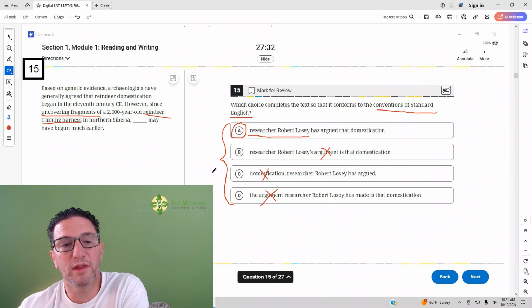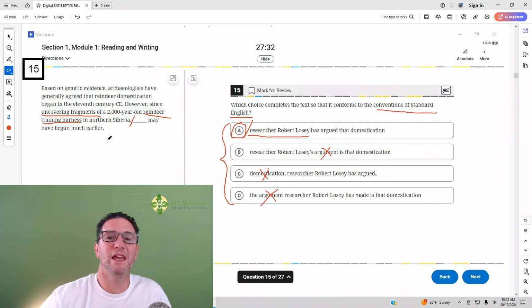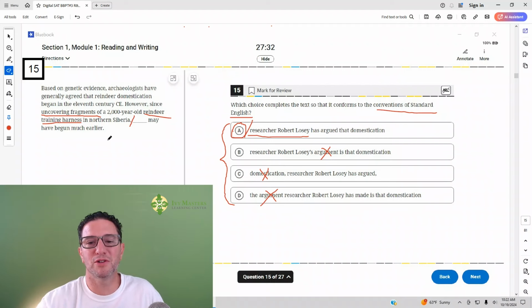I'm going to read with it in place. It should make perfect sense. However, since uncovering fragments of a 2,000-year-old reindeer training harness in northern Siberia, researcher Robert Losey has argued that domestication may have begun much earlier. Not only that, if I read from after the modifying phrase, which is answer choice A, to the end of the sentence, it should be an independent clause. Researcher Robert Losey has argued that domestication may have begun much earlier. It is. A is your correct answer.